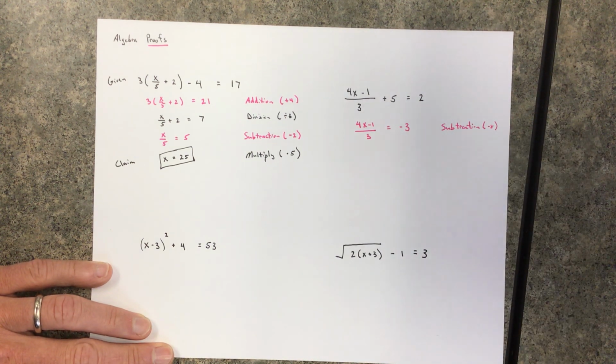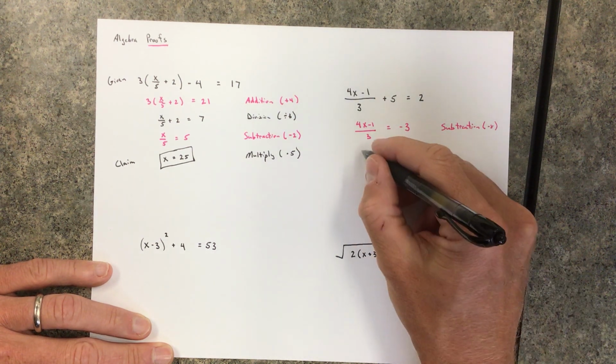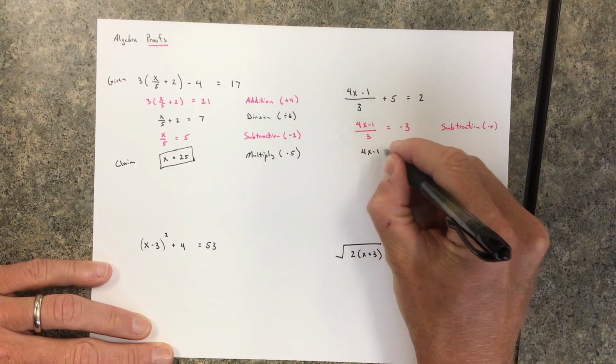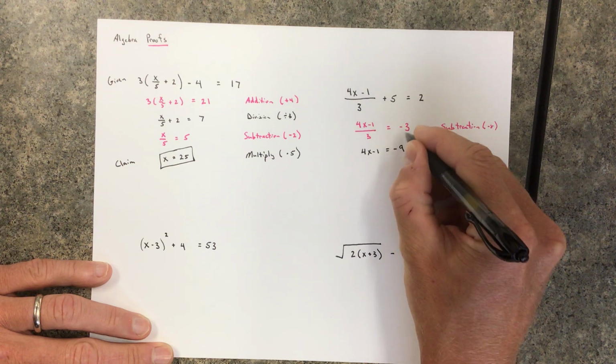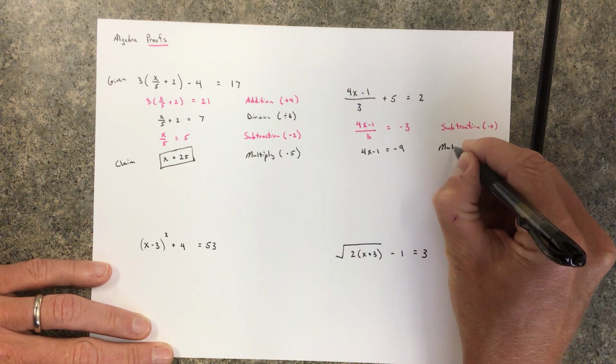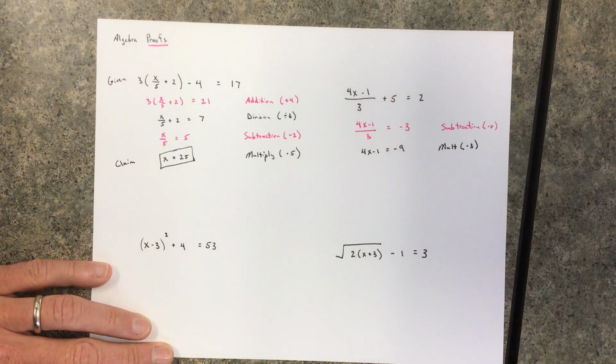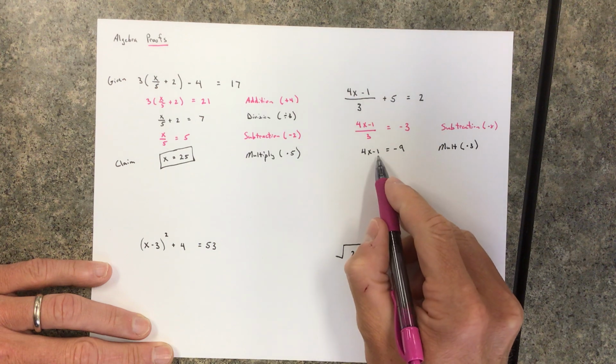And then the next line is I'm going to get rid of this division by 3, right? I'm going to multiply, right? I'm going to use the inverse operation. So if I multiply both sides by 3, I'm going to get -9, right? -3 times 3 is -9, and this is multiplication. And I multiplied everything by 3. I'm justifying every step I do. Then I'm going to add 1.